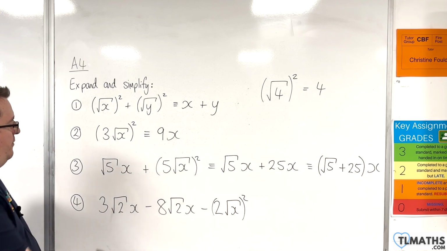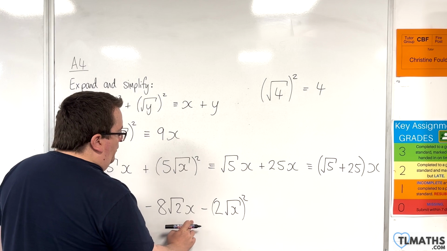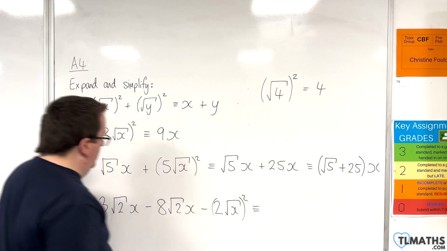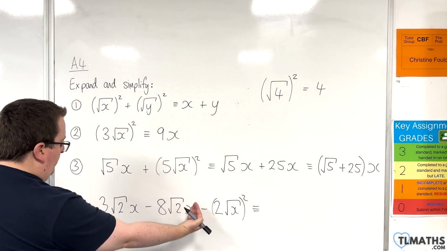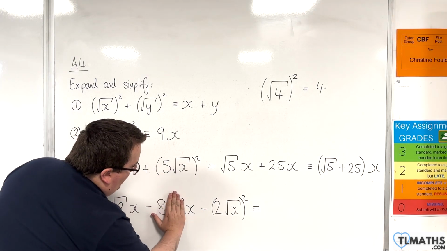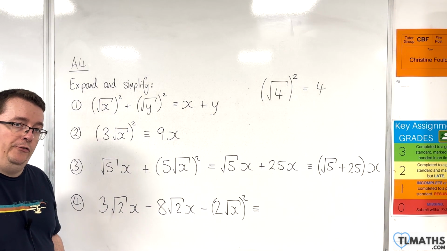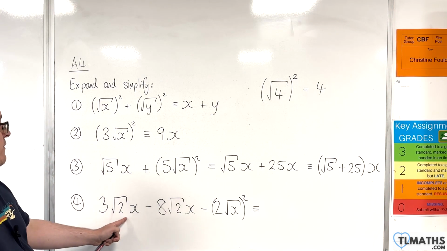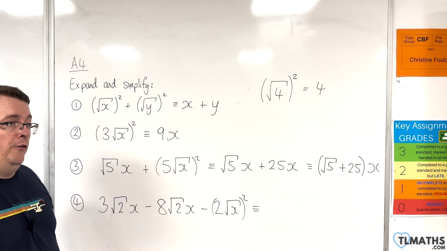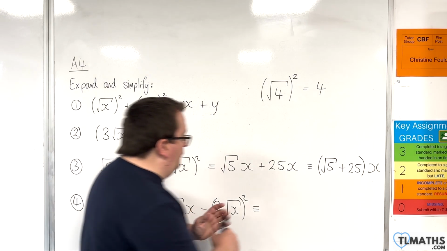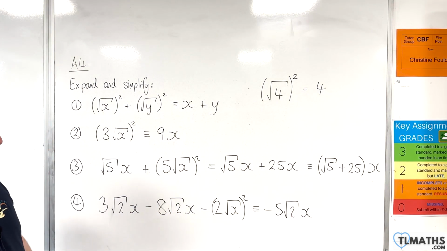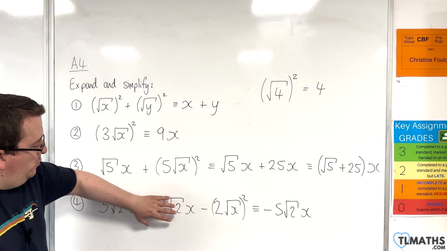Number 4, we have 3 root 2x, take away 8 root 2x, take away 2 root x all squared. Now the first thing I'm going to do is focus my attention on those first two terms. Okay? Now, if this was 3x, take away 8x, then my answer would be minus 5x. So here you have 3 root 2's, and you're taking away 8 root 2's. So I'd be left with minus 5 root 2's. So it's minus 5 root 2x. We have collected those like terms together. So we've dealt with those two.